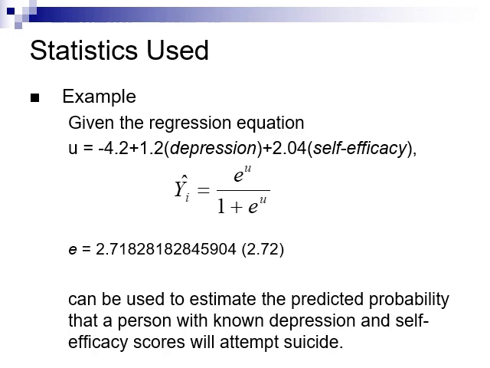E is a constant. It's 2.71828182845, ad nauseum. We can round it to 2.72. So we can use this to estimate the predicted probability that a person with known depression and self-efficacy scores will attempt suicide. And I'll run through a specific example on the next slide.